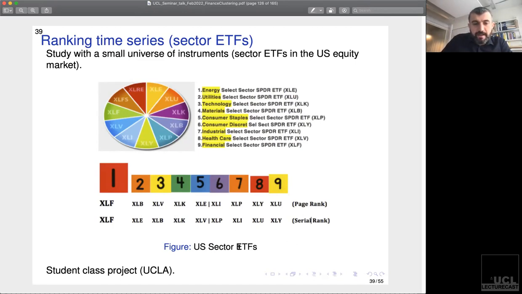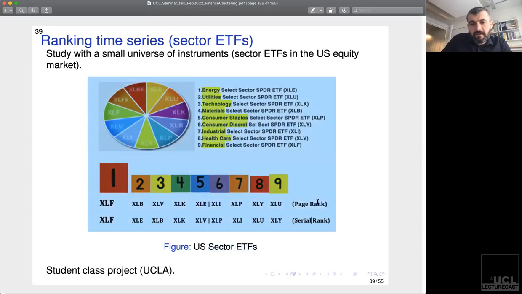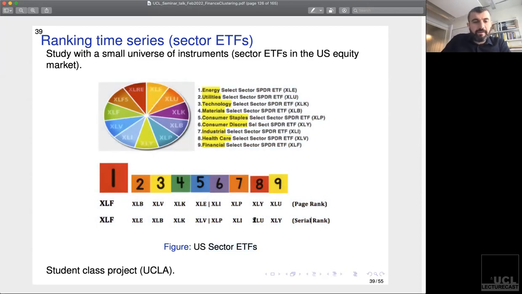So those are the sector ETFs in the US, and they use some very standard ranking algorithms, so PageRank and SVD-rank. And they came back to me and they said, right, these are the rankings we found. So there's some consistency across the two rankings. XLF was first, XLB is second, and so on. So if somebody asked me at the beginning who's leading in the US market, probably the XLF, the financial sector, you'd expect would be a reasonable guess.